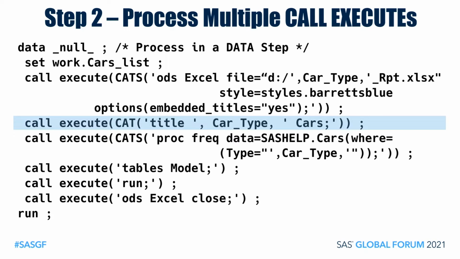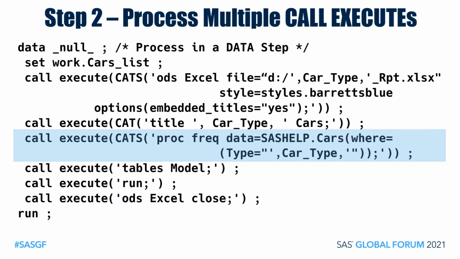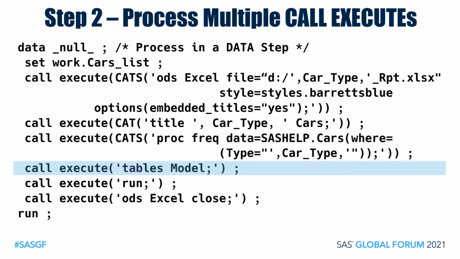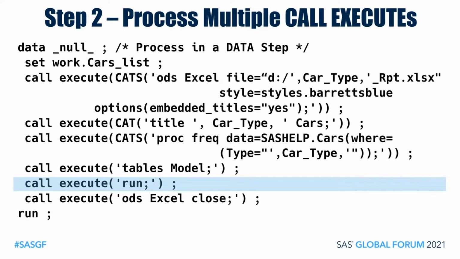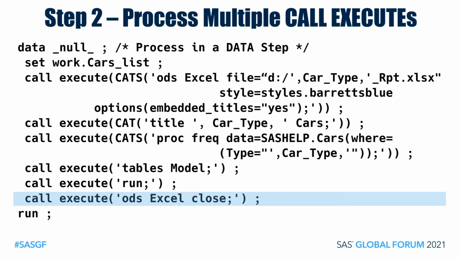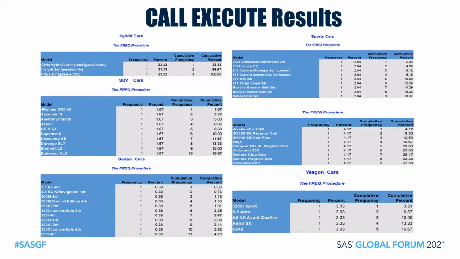We're then going to add a title to differentiate one car type from another on the output. And then we're going to tell it we want to produce a PROC FREQ, a one-way table type of PROC FREQ, assigning a dynamic where dataset option to subset the distinct car type of interest. We're then going to specify a call execute statement with a table statement and the model variable or column, a call execute with the run statement, and because we opened up the Excel destination, we now want to close the Excel destination in a final call execute statement. The results are shown here. We have six distinct Excel spreadsheets, one for each one of the different car types.